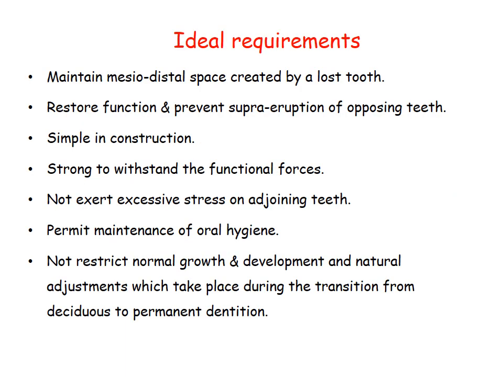The ideal requirements of a space maintainer: it should maintain the mesiodistal width created by a lost tooth, restore the function and prevent supraeruption of the opposing teeth. It should be simple in construction. It should be strong enough to withstand the functional forces. It should not exert excessive stress on the adjoining teeth. It should permit maintenance of oral hygiene. It should not restrict any normal growth and development and natural adjustments during the transition from primary to permanent dentition.